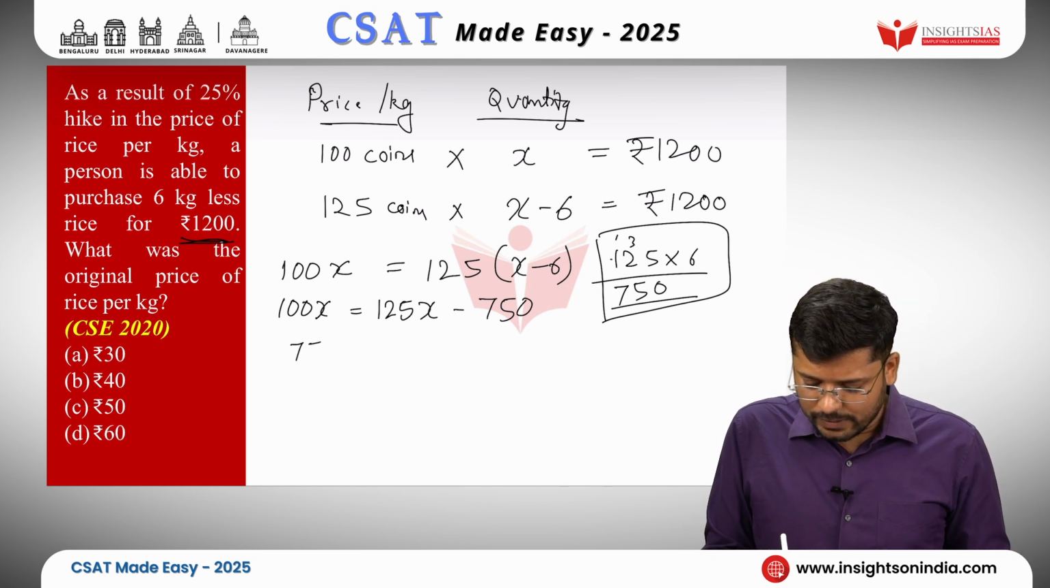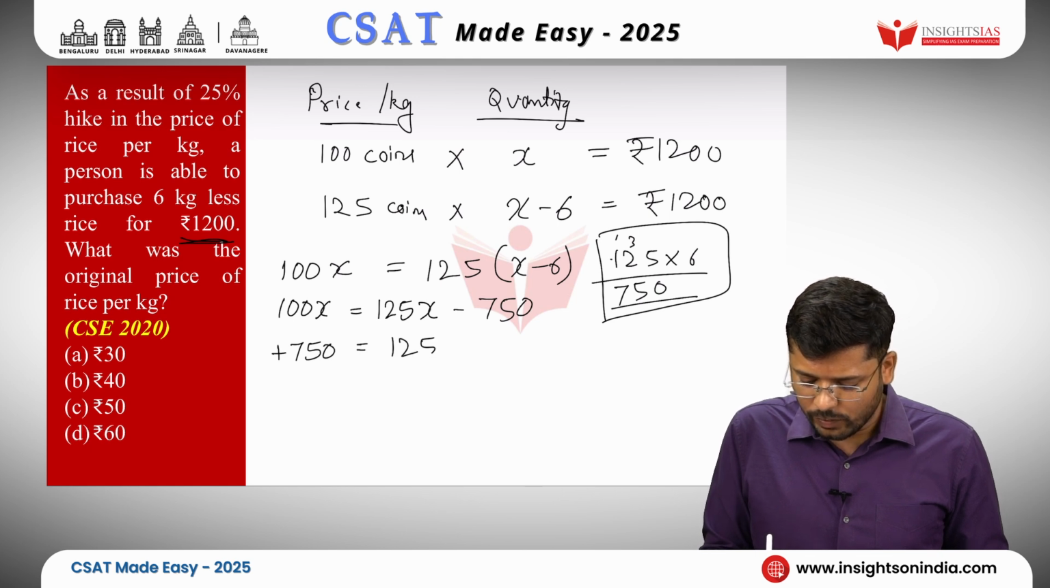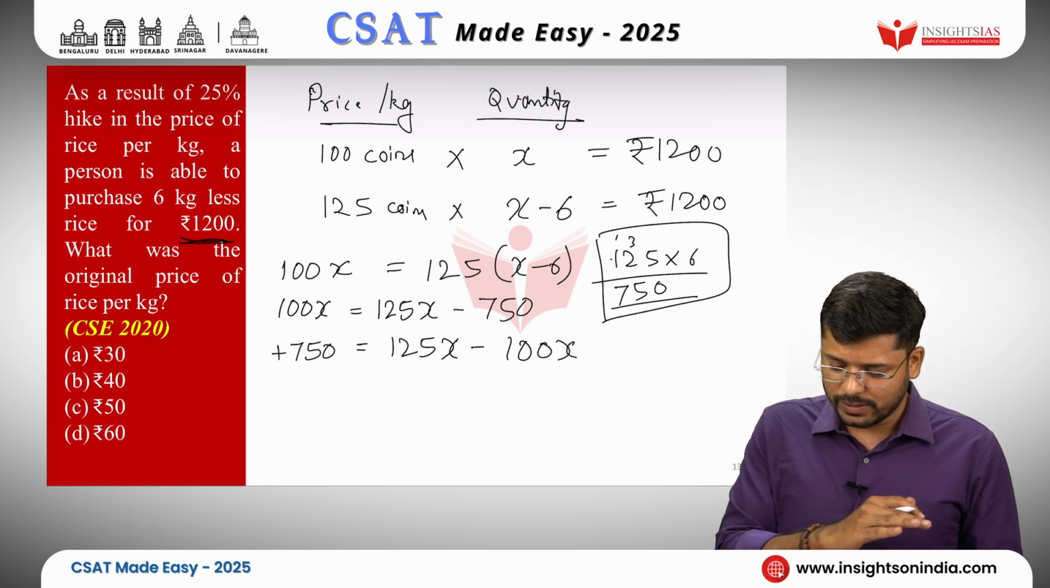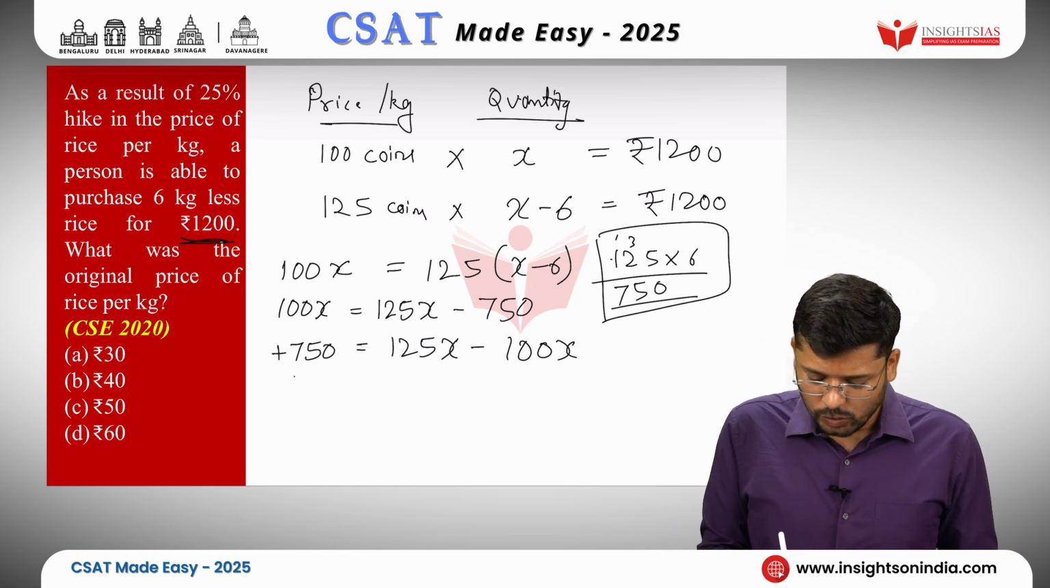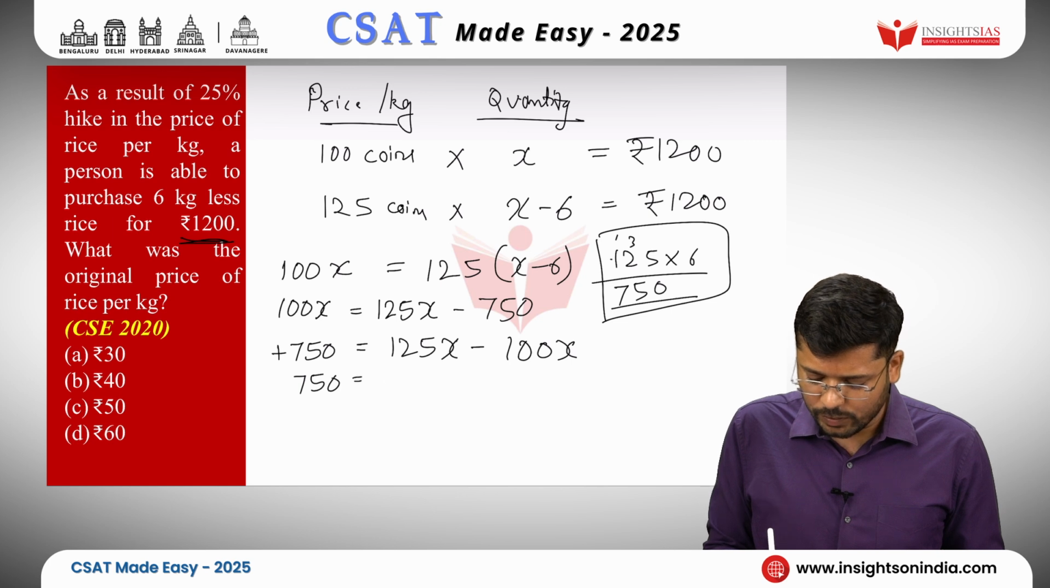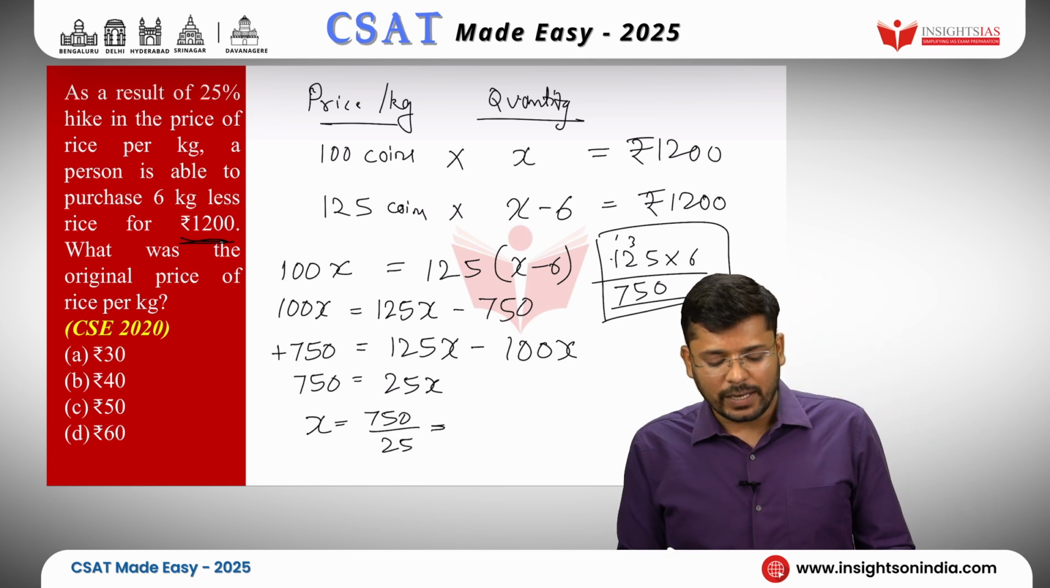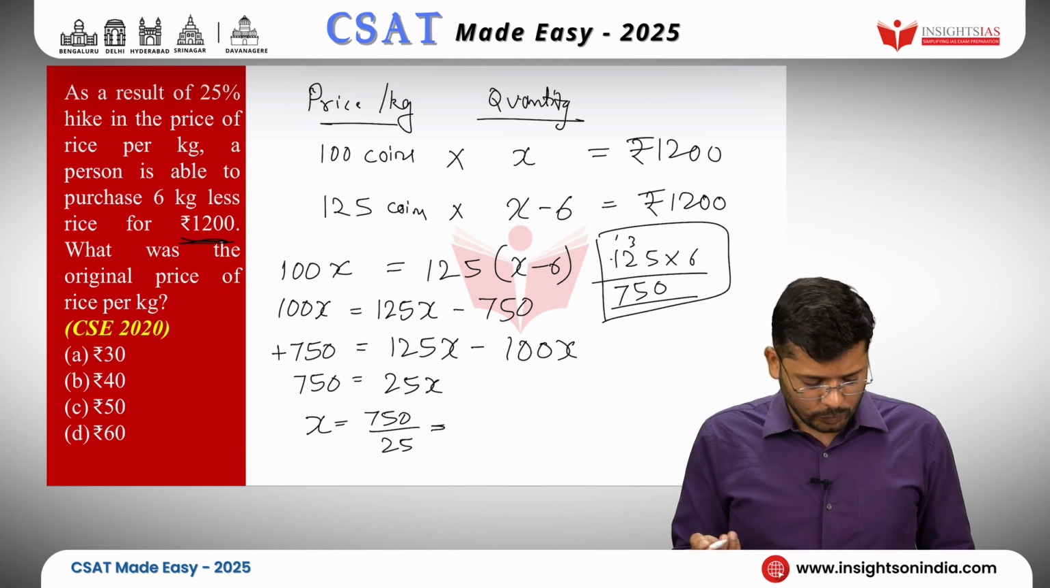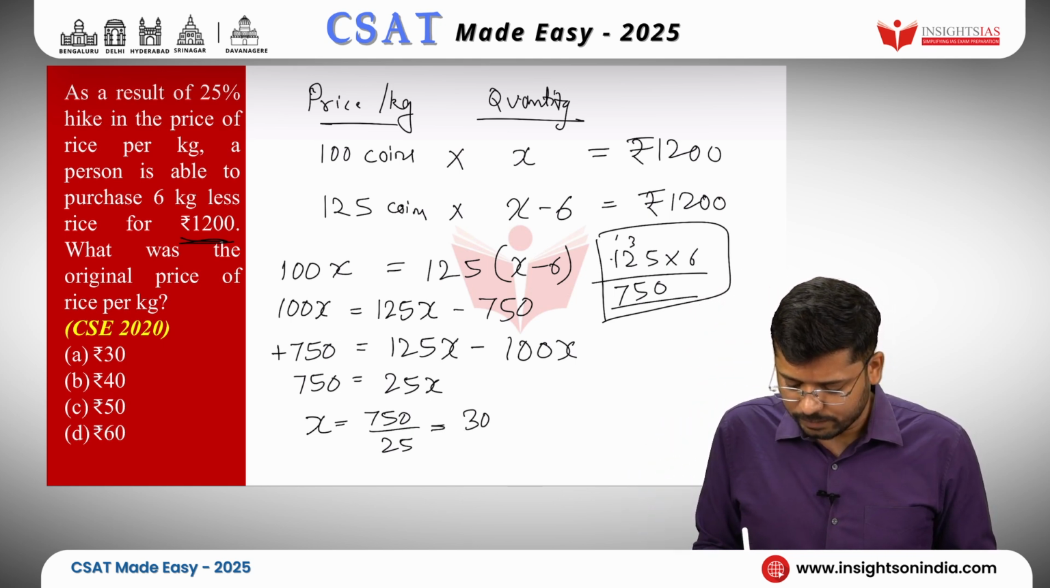Now we can find the value of x. We will send 750 this side to LHS and it becomes plus 750, and 125x minus 100x, because x was positive that side, it becomes negative this side. So what do we get? We get 750 is equal to 25x, and what is the value of x? It is 750 divided by 25. If you divide 750 by 25, you will get 30.